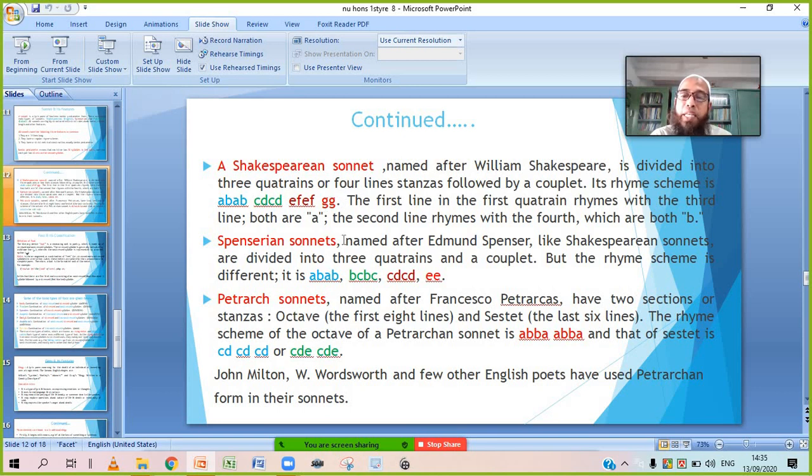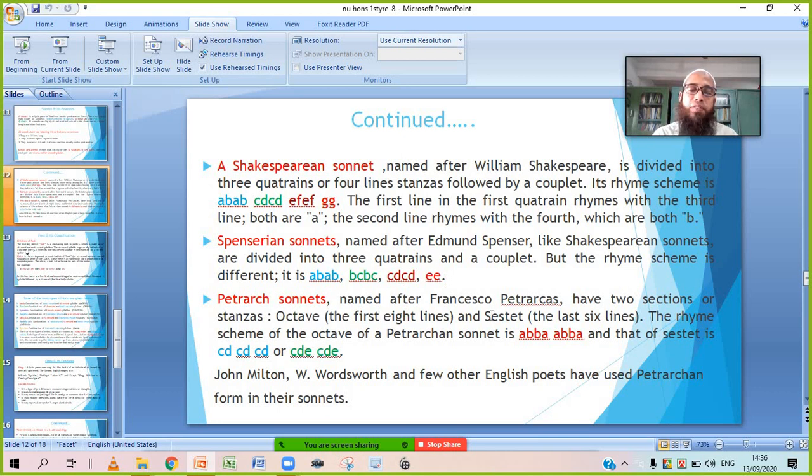Now look at Spenserian sonnets. Named after Edmund Spenser, like Shakespearean sonnets, they are divided into three quatrains and a couplet. But the rhyme scheme is different here. Here the rhyme scheme is A, B, A, B, B, C, B, C, C, D, C, D, E, E. So you see the rhyme scheme is different from the Shakespearean one.